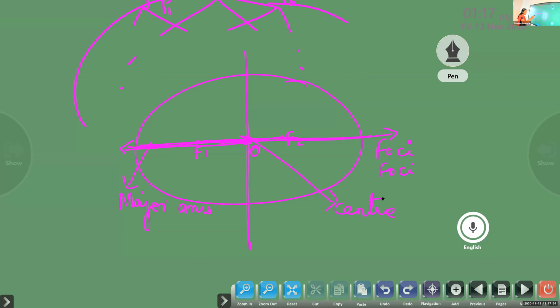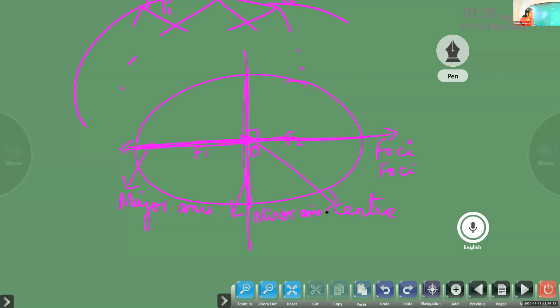Now, through the center, I'm drawing a line perpendicular to this major axis. Through the center, we draw a line perpendicular to the major axis, and that one we call the minor axis. Is it okay? Up to this, is it clear, children?